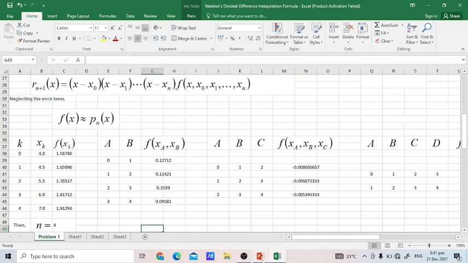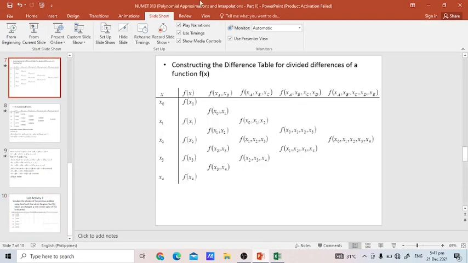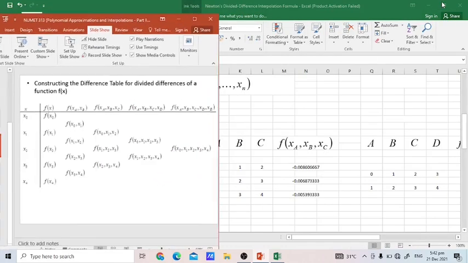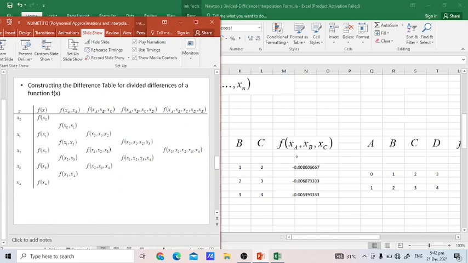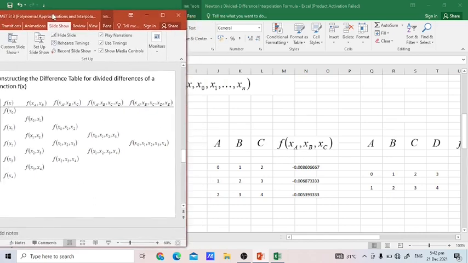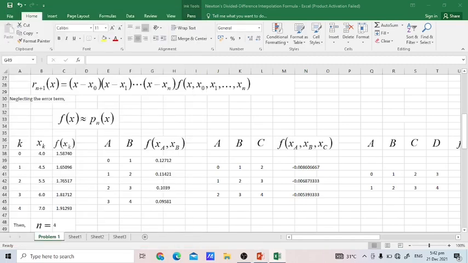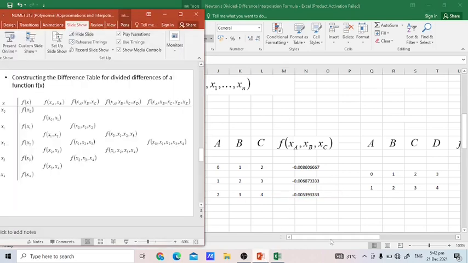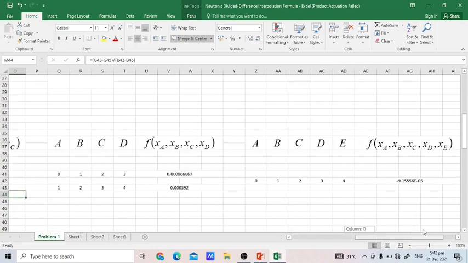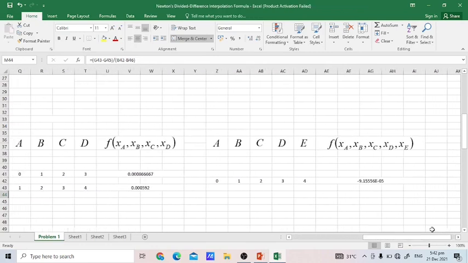So let's show the table. Let's say this is 0, 1, 2, labeled A, B, C: x sub 0, x sub 1, x sub 2. This is negative 0.008606667. Then 1, 2, 3: x sub 1, x sub 2, x sub 3. Then x sub 2, x sub 3, x sub 4, until you reach the end.